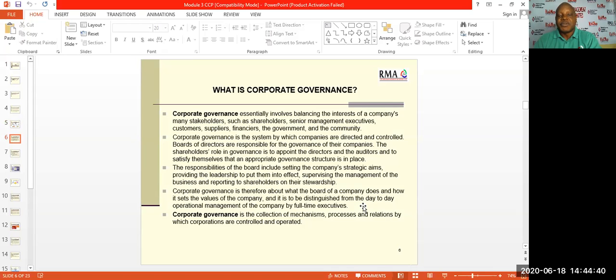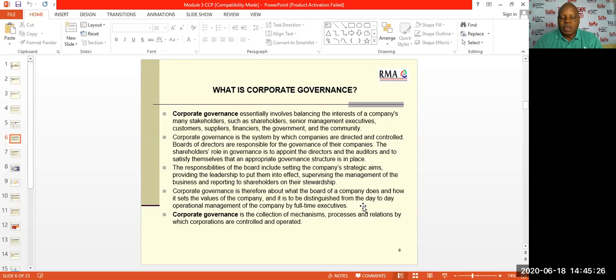So corporate governance, we've talked about governance just in broad terms, but corporate governance now, that is governance as it relates to organizations and corporations, involves the balancing of interest of a company's many stakeholders. Of course, there are many stakeholders, and these stakeholders include the shareholders, the senior management executive, the staff in those organizations, the customers, suppliers, financiers, the government, and the community. All of these are the stakeholders.